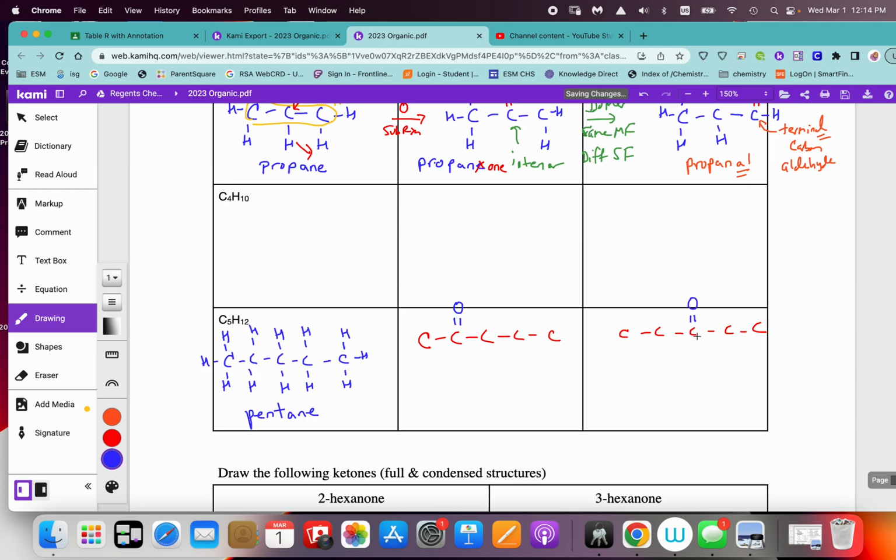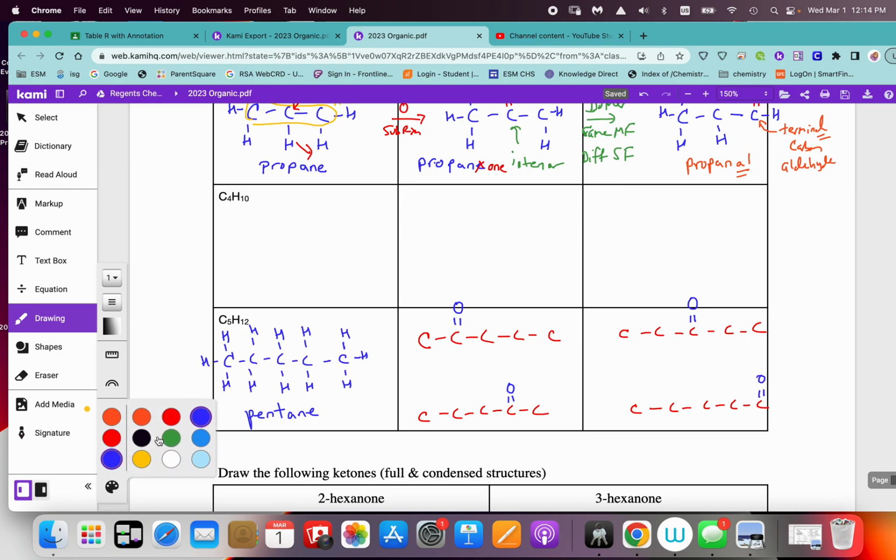So here we go. And then I'm going to draw another structure here. 1, 2, 3, 4, 5. And I'm going to move that double bonded oxygen one more time to the right. I'm going to draw one more structure. 1, 2, 3, 4, 5. I'm going to move that double bonded oxygen one more to the right.